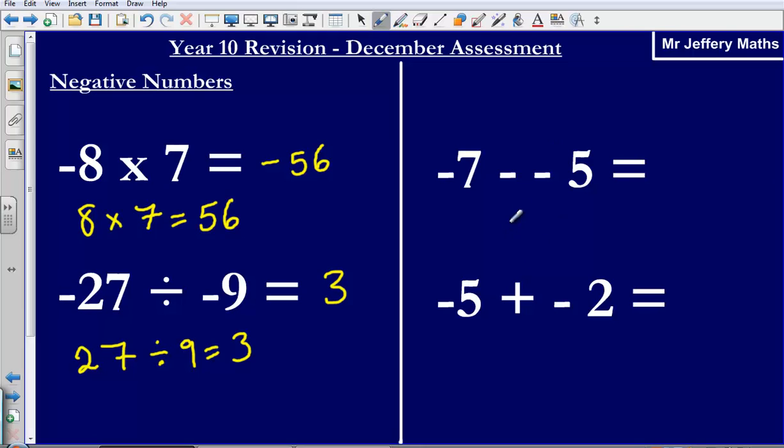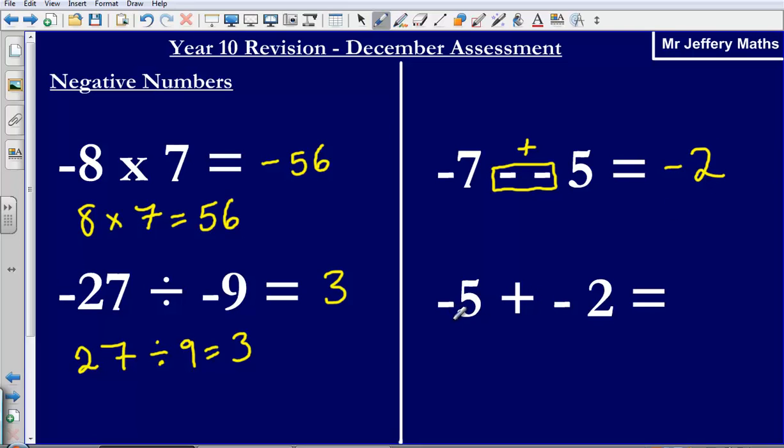Now taking a look at when we are adding and subtracting negative numbers. So here I've got negative 7 minus 5. Now here, when I see 2 negative signs next to each other in the middle of the sum, I can say that that is going to give me a positive. So now I've got negative 7 plus 5. That's going to give me an answer of negative 2.